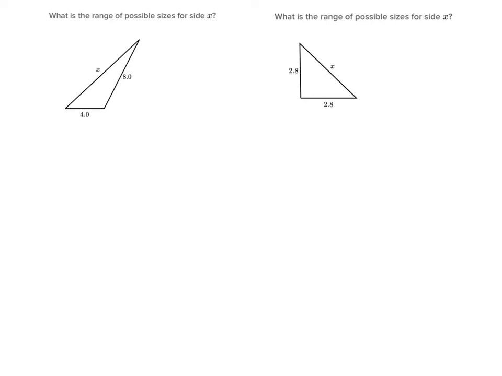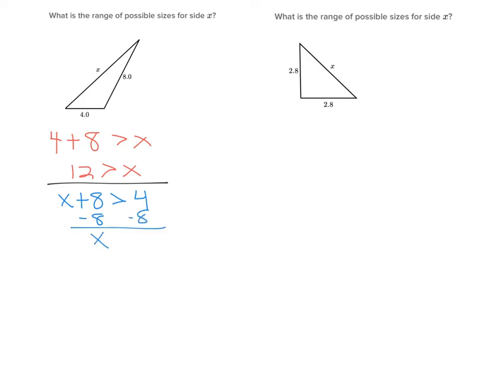For my first example here, I'm going to start with 4 plus 8 is greater than x. I'll start with my two sides that I know. So I know that 12 is greater than x, or x is less than 12. That's one inequality I know of. Now, I also know that x plus 8 has to be greater than 4. I can already tell this is going to be another situation where x is greater than a negative number. Doesn't tell me anything I don't already know.